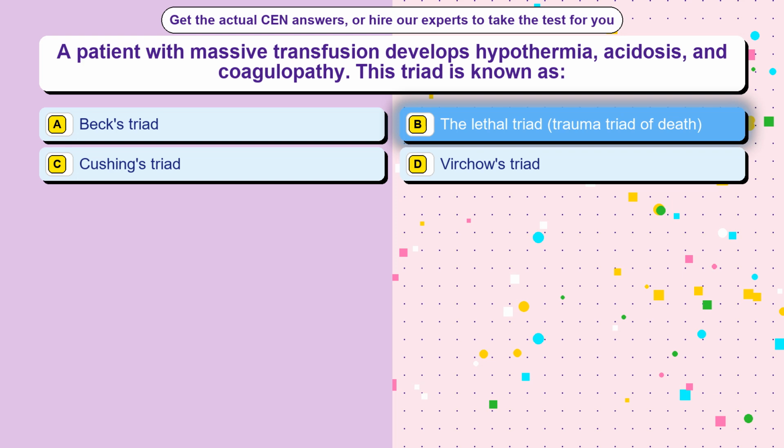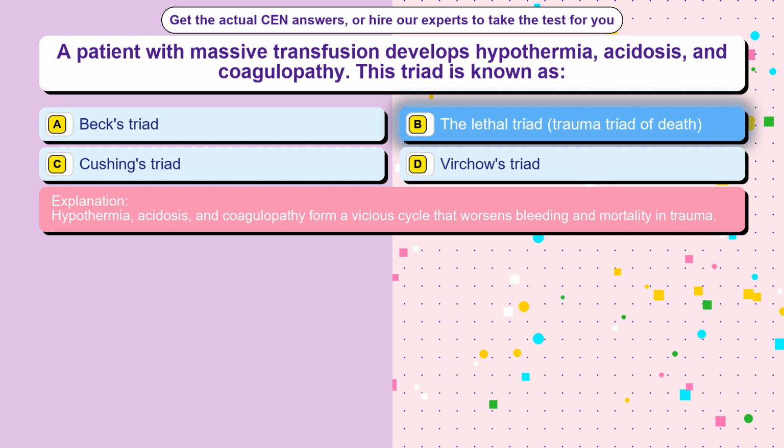The correct answer is option B, the lethal triad, trauma triad of death. Hypothermia, acidosis, and coagulopathy form a vicious cycle that worsens bleeding and mortality in trauma.